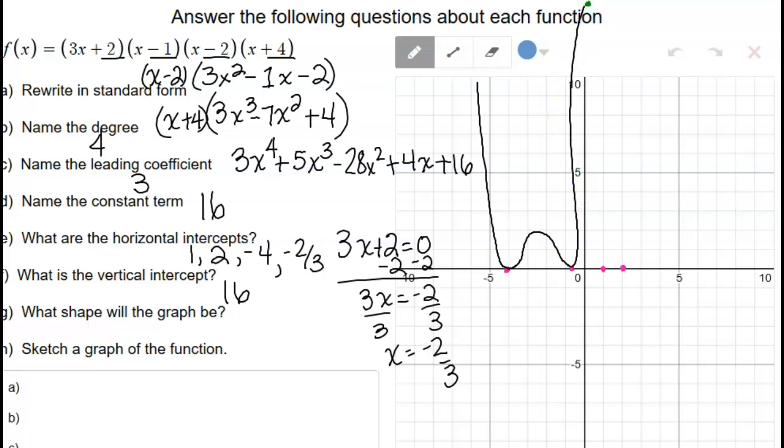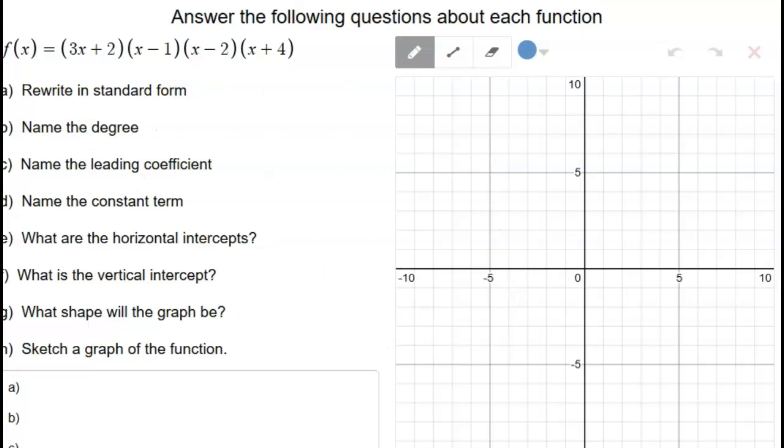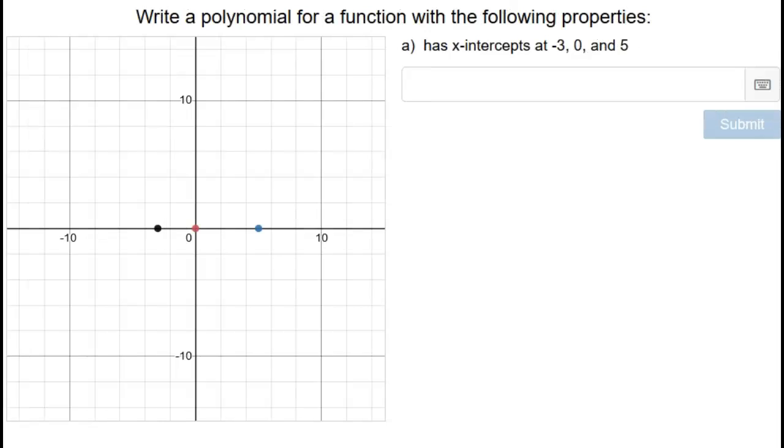Whoops, sorry, that's not right. Oh, good grief. Here we go. Like that. Okay, it's got to be a W shape if it is a 4th power. Okay, these last ones are just writing the equation.